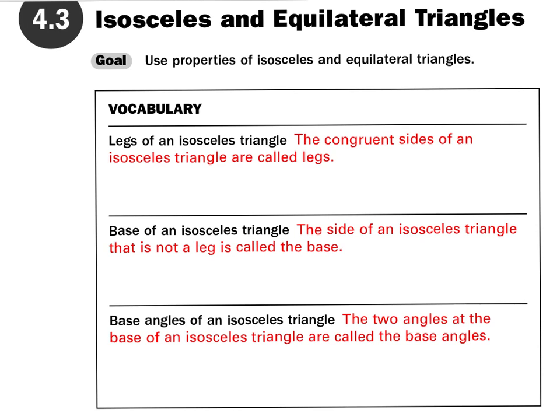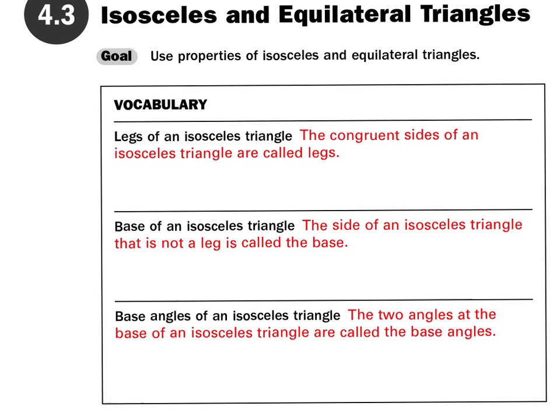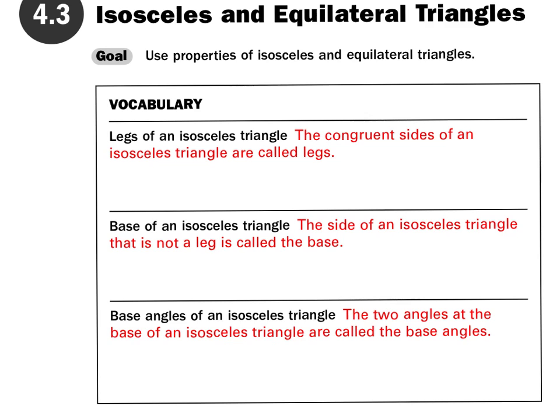In this video, we're going to learn about isosceles and equilateral triangles. Quick review of vocabulary. Remember, isosceles triangles are those triangles with two congruent sides. If I have triangle ABC, AB and BC are congruent, and AC is not congruent with anybody.